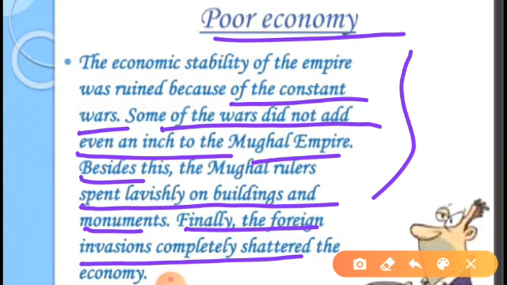During Shah Jahan's period, they made the Taj Mahal, so a lot of money was spent. During this poor economic period, the other weak rulers and successors were also spending lavishly on their luxury life.